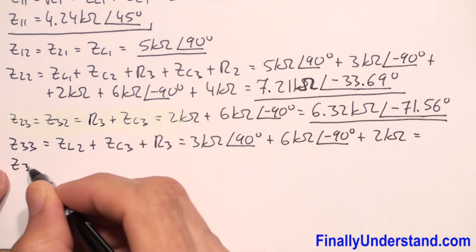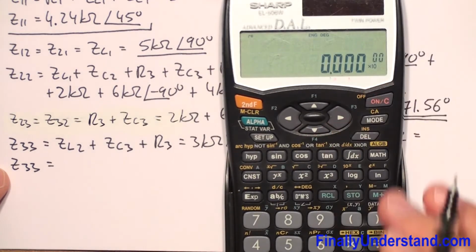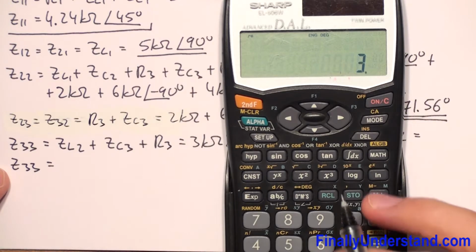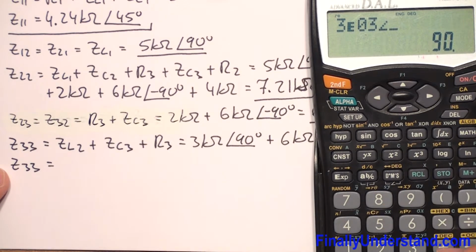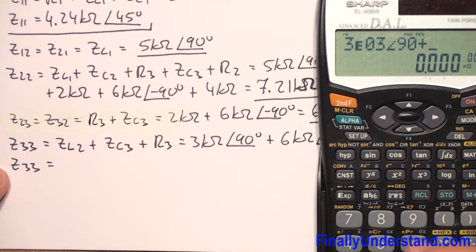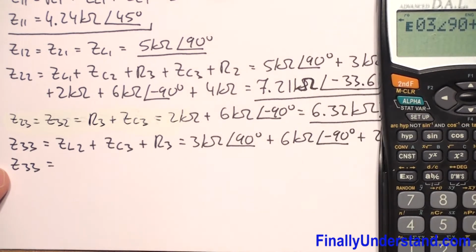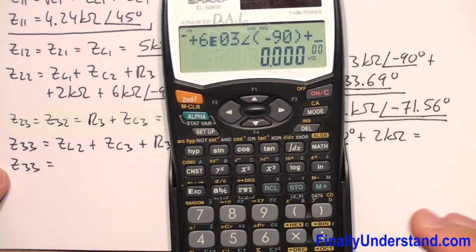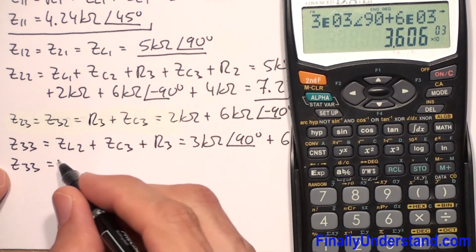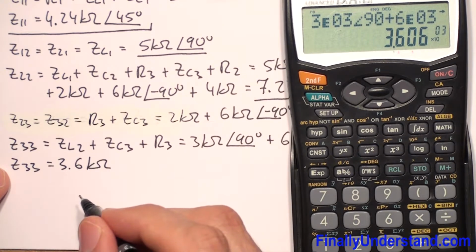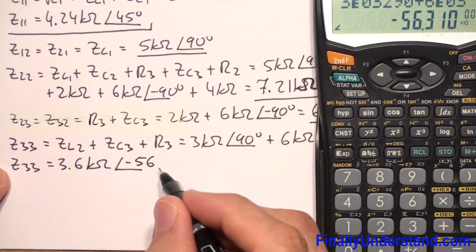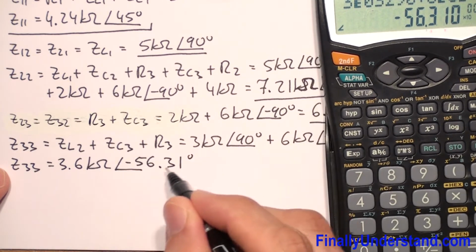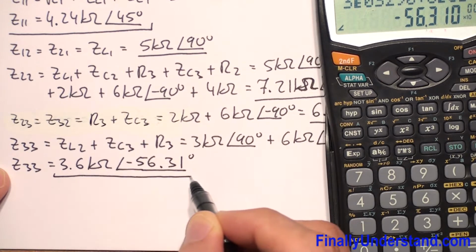Okay, so I have Z33 is equal to 3 exponent 3 and angle of 90 degrees plus 6 exponent 3 and angle of negative 90 plus 2 exponent 3. This is equal to 3.6 kilo ohms and angle of negative 56.31 degrees. Okay, so this is my Z33.